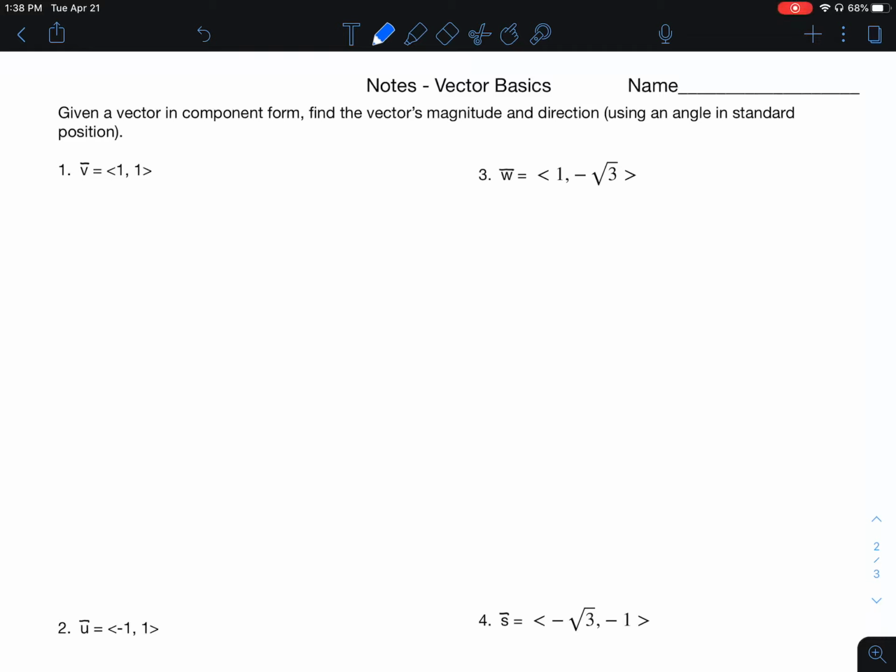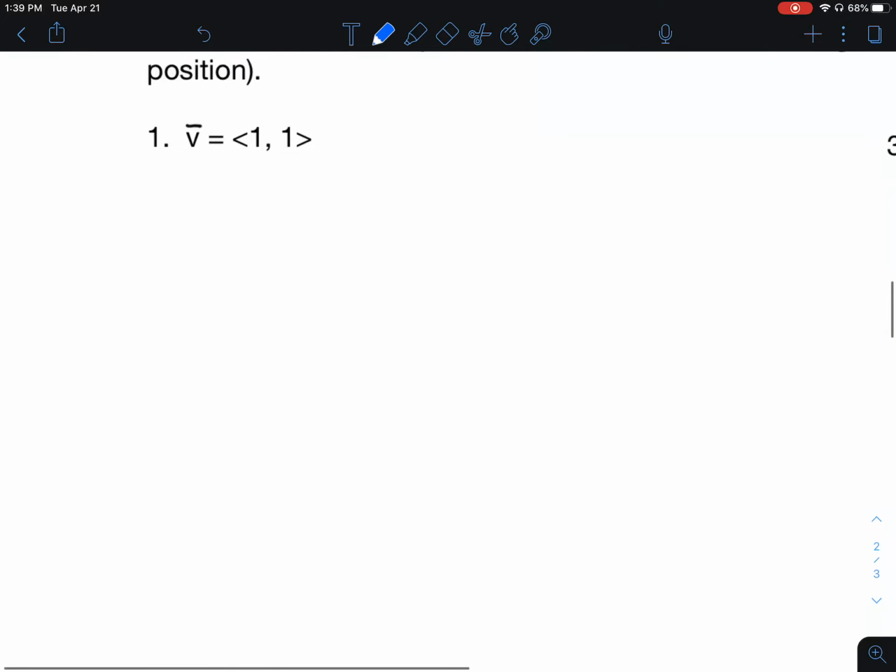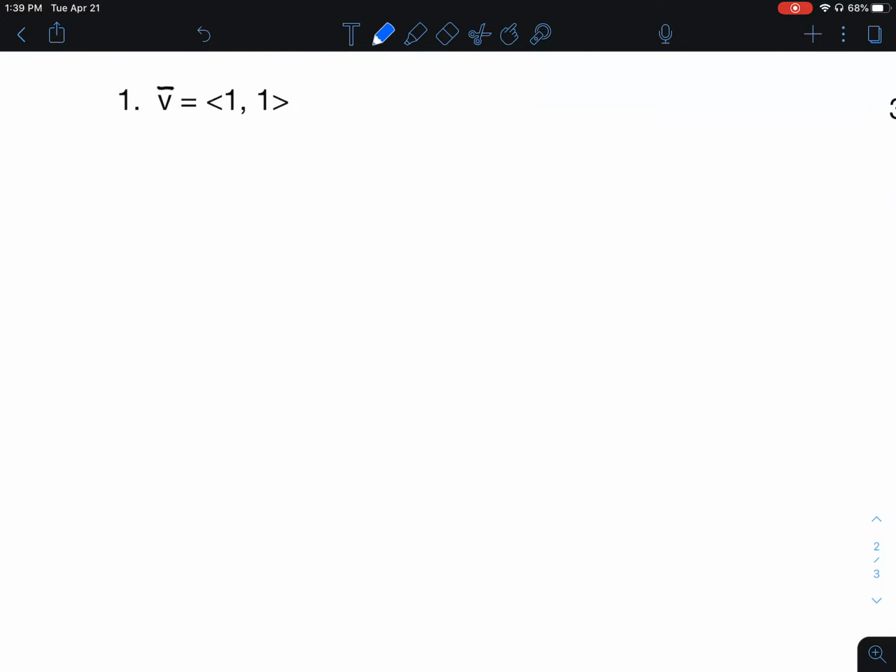This is day 2 of vectors, and we are tasked with, given a vector in component form, finding the vector's magnitude and direction using an angle in standard position. So first we have vector v, and its components are 1, 1. Let's make a drawing of this. It's a coordinate plane.